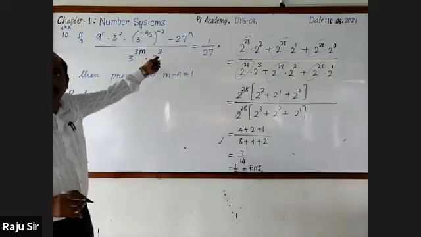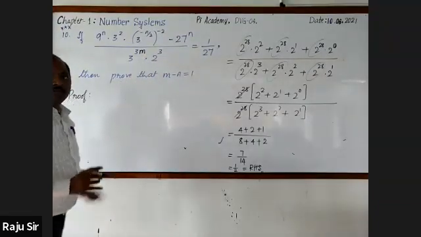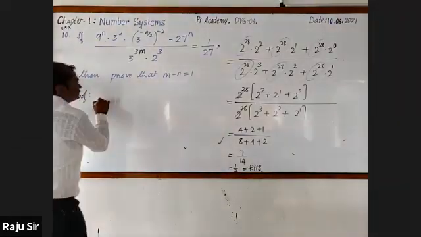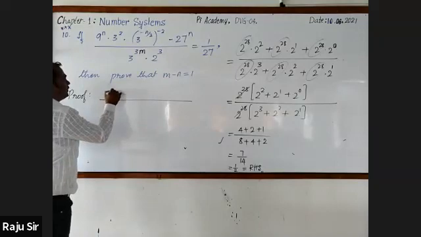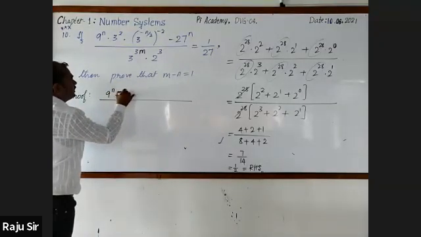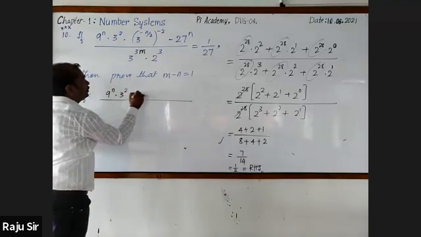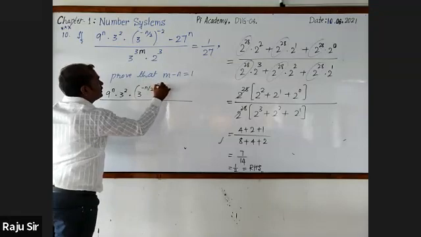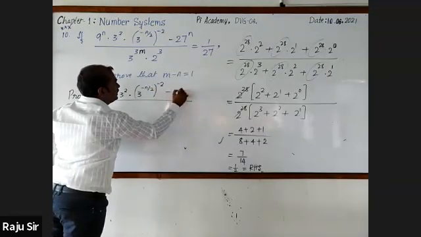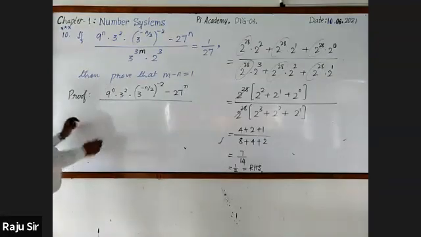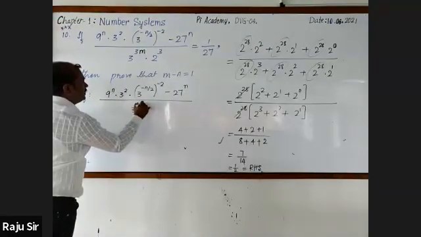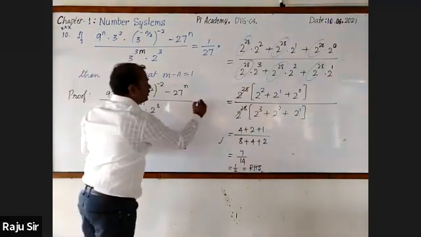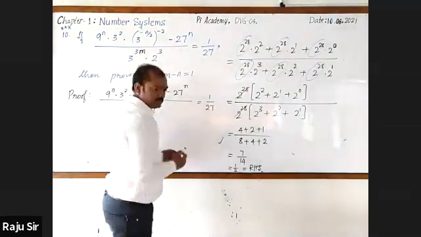Write the given statement as it is. Go on, write it with me. It is 9 raised to the power n into 3 raised to the power 2 into 3 raised to the power minus n by 2, whole raised to the power minus 2, minus 27 raised to the power n, by 3 raised to the power 3m into 2 raised to the power 3. This is equal to 1 by 27.